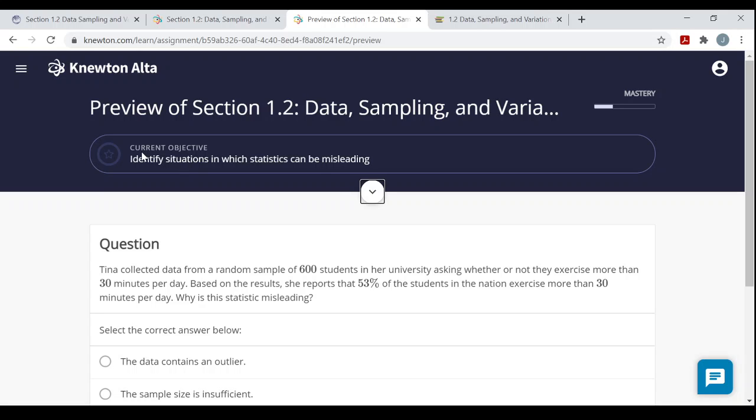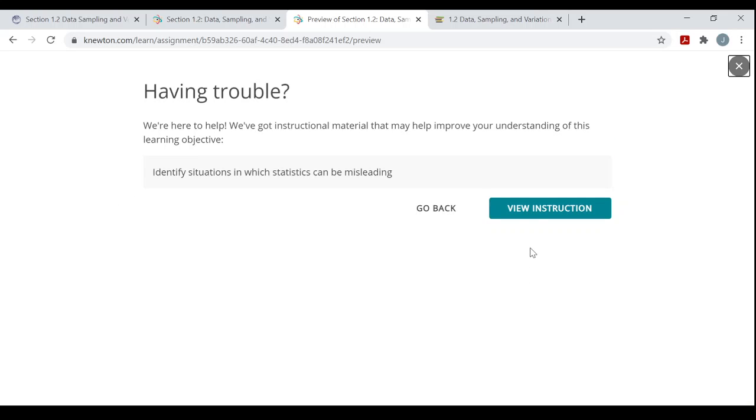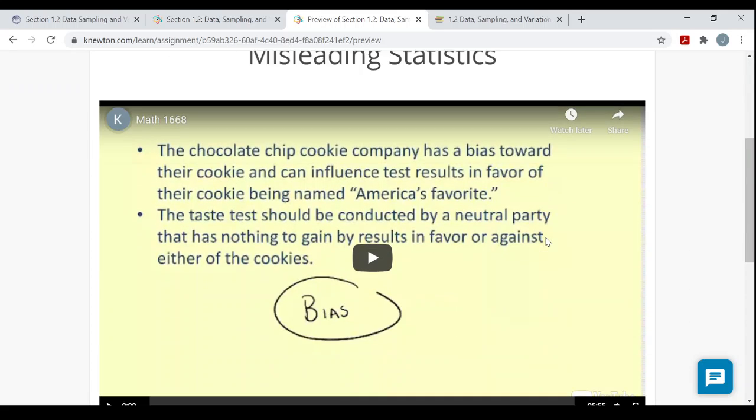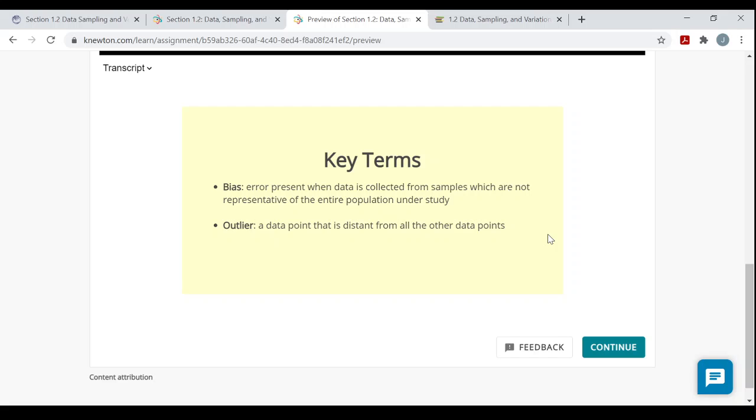All right, so this objective: identify situations in which statistics can be misleading. It can lead you in one direction that it shouldn't, right? Lie to you. So again, new objective. Haven't made any progress on it yet. I'll go to more instruction. Misleading statistics. Now there is a video here, but I'll just read over the key terms from that video. I'm not gonna watch a video within the video.